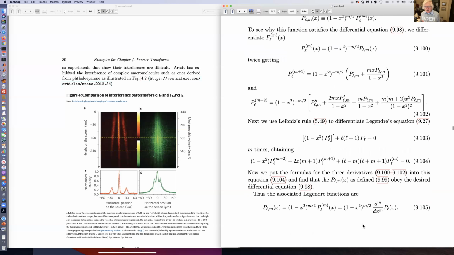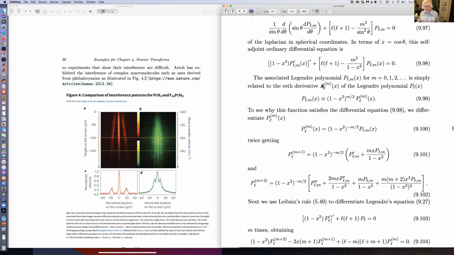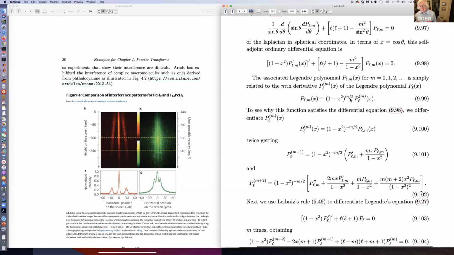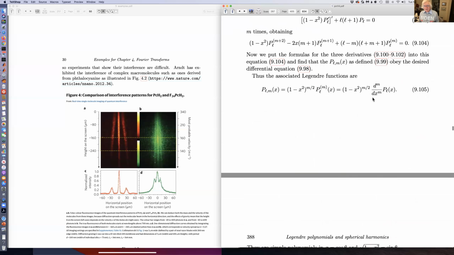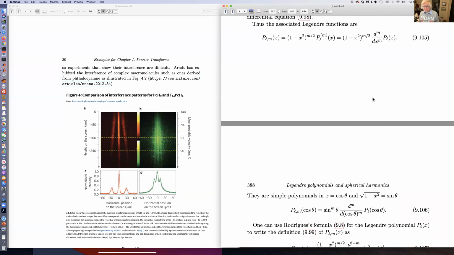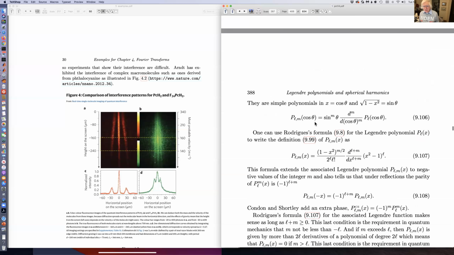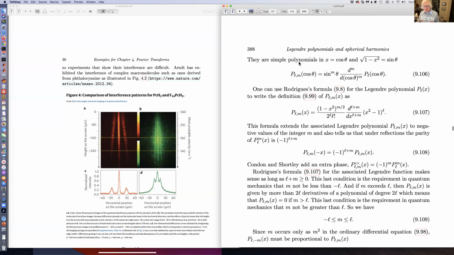So that's the derivation of the fact that the associated Legendre polynomials are this factor, which is sine of theta to the power m, so sine theta to the m times the mth derivative of the lth Legendre polynomial of cosine theta. All right, that's a big mouthful, but the mouthful in terms of mathematics is much nicer.